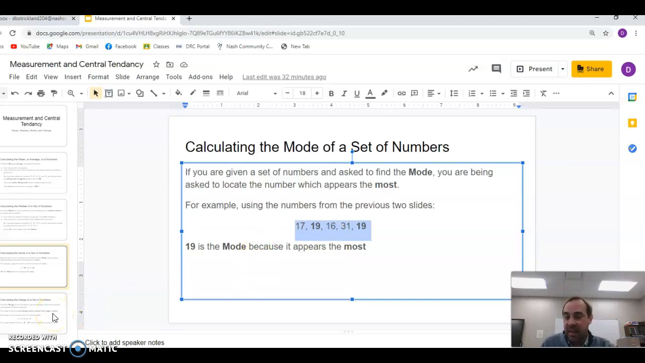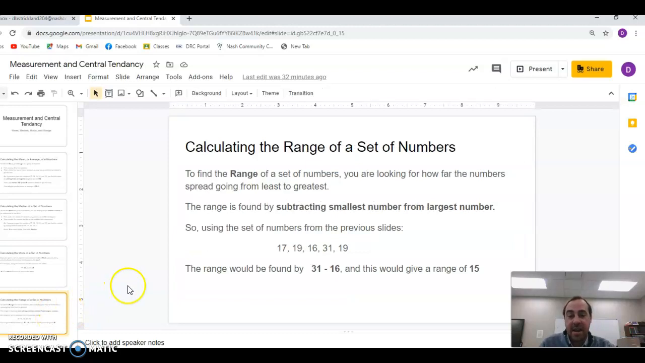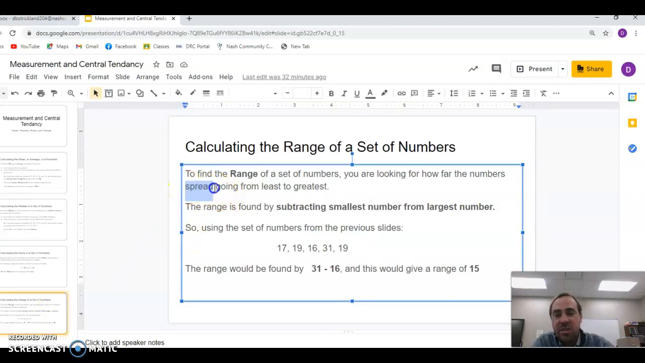Now, last but not least is our range. The range is a way of saying, what's the spread? How far do the numbers stretch when you go from least to greatest? And the way you find that is you find the largest number of the set and you subtract the smallest number, and that will let you know how far apart they are spread, or what is your range of numbers.